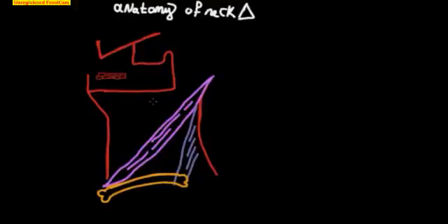So now here we are. This is the neck of a human, of course. It is divided into an anterior triangle and a posterior one. These triangles are also divided into smaller triangles.